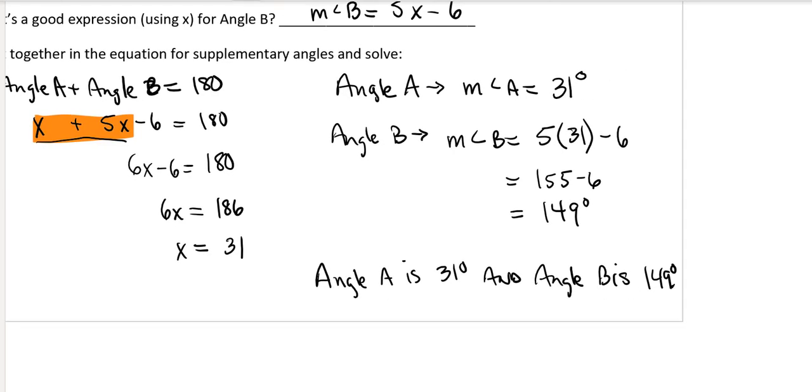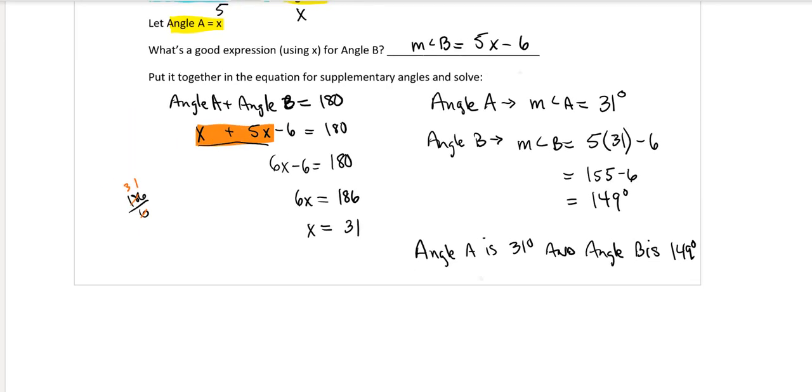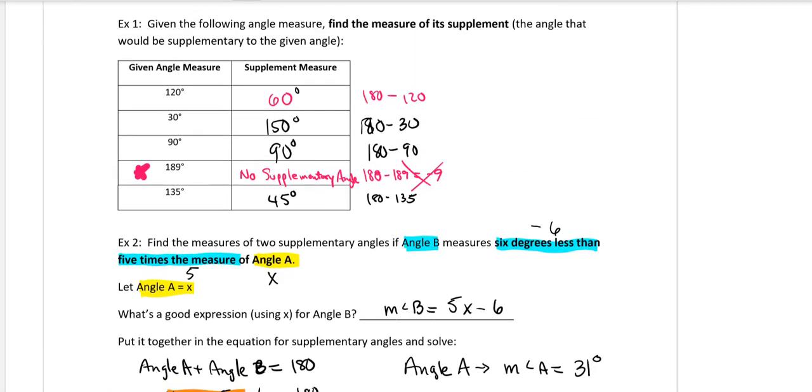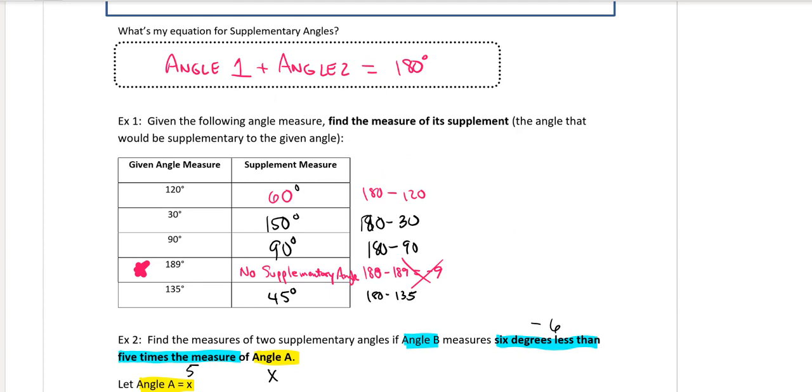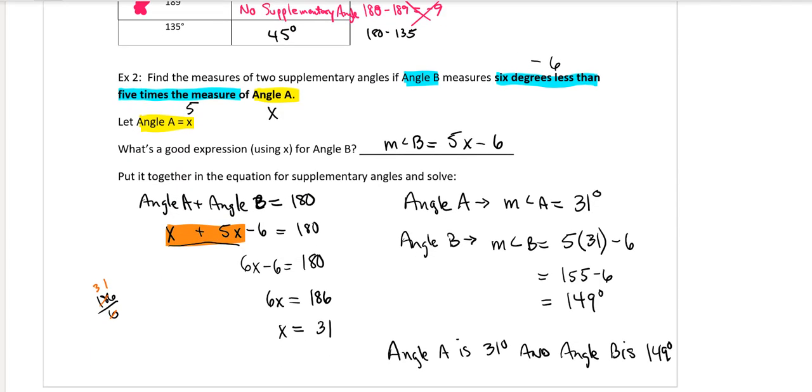That's it. So thank you guys so much for watching. Hopefully now you know what a supplementary pair is, two angles that add up to 180, and you can write an expression to figure out the measure of two missing angles, or one of them, if they are supplementary.